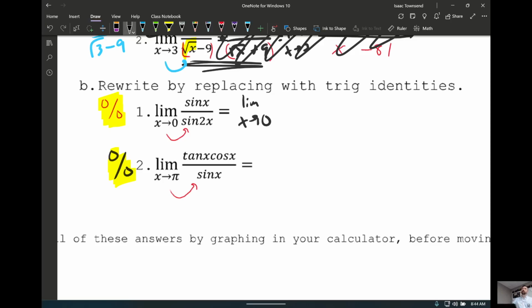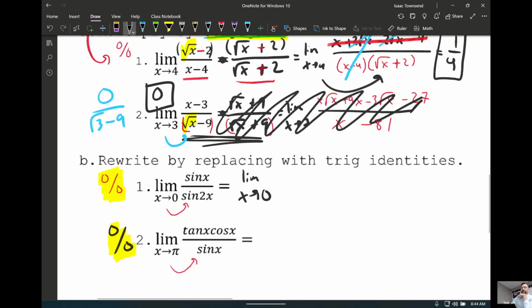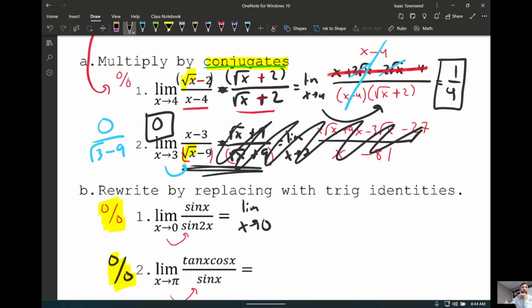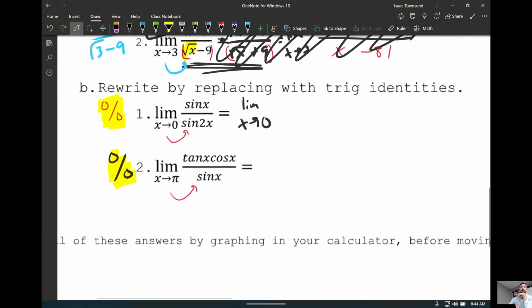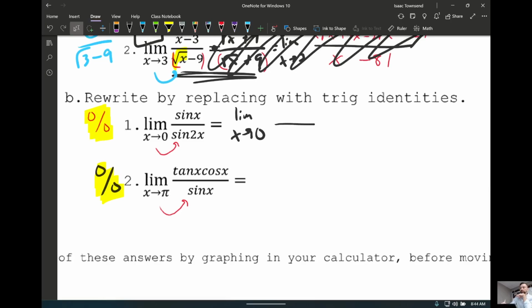Okay, so now you have 2 skills, 2 tools to deal with 0 over 0. Factoring, which you can glance at both of these and see that neither one factors. Conjugates, but conjugates typically have some kind of square root component to them. So neither one of those 2 skills I've shown you yet will help you with this. The skill you have to use here is making some substitutions with some of the trig identities we learned earlier this year.